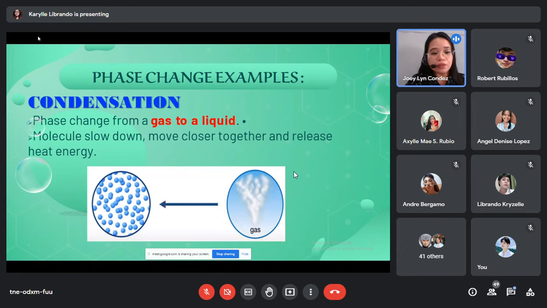Since we remove heat energy, the molecules of the matter tend to move slowly. The molecules move slower, they move closer together, and they release heat energy. Okay, for example, we have, next slide please, Karin.